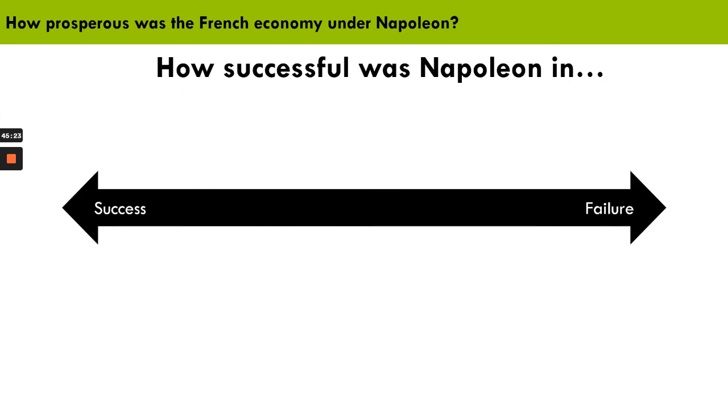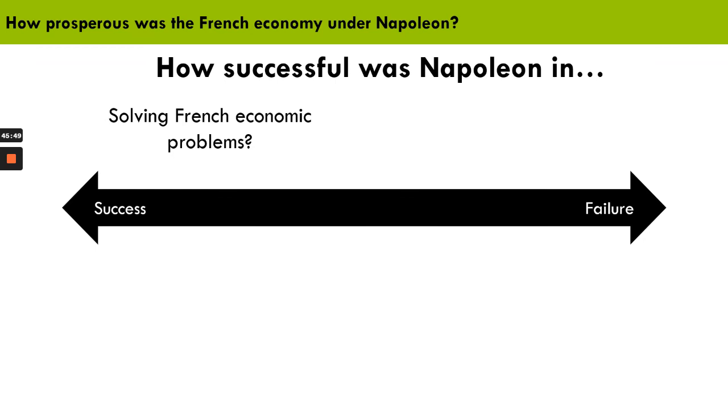So coming to the end of the lesson, I just want to have a think about reaching a judgment on this issue. How successful was Napoleon in improving the economy? We can look at this in two ways. In terms of solving French economic problems, so in terms of increasing trade networks, improving industry, making agriculture more productive, I think he clearly did not do any of those things.